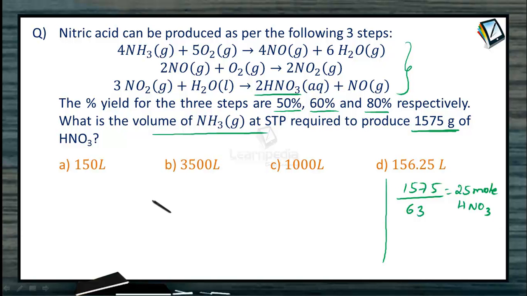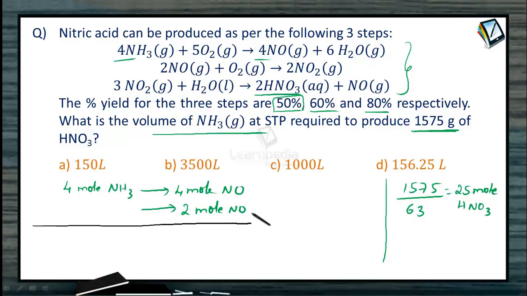Let's see. Now from the first equation, it is very clear that 4 moles of ammonia gives rise to 4 mole of nitric oxide, isn't it? So here it is in the ratio of 1:1. So as in the first step the yield is given as 50%, so definitely from 4 moles of ammonia the number of moles of nitric oxide formed are only 2 moles, isn't it? So this is our first step.